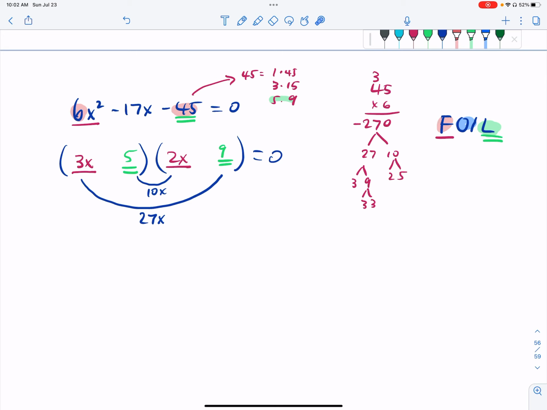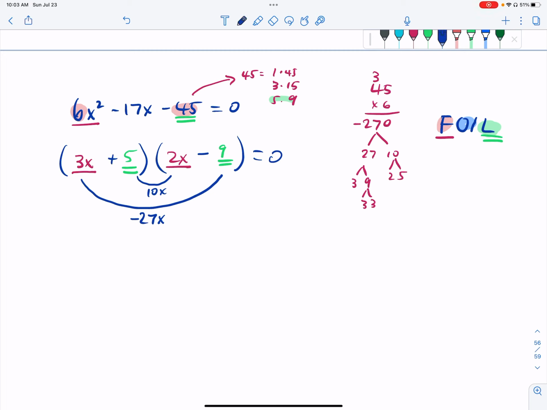So now I just need to think about the signs. I need it to be negative, which means the bigger of these two numbers has to be the negative one. So negative 27 plus 10x gives me negative 17. And now just follow the trail here to figure out which sign is going to be what. It's going to be 3 times 9 to make negative 27. And the only way that's going to work is if one of them is negative. So it's got to be the 9. And 5 times 2, it's either positive times positive or negative times negative. In this case, it's got to be a positive.